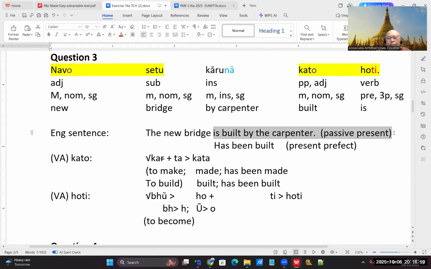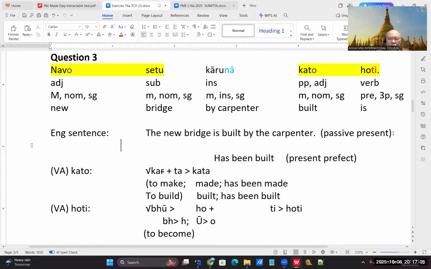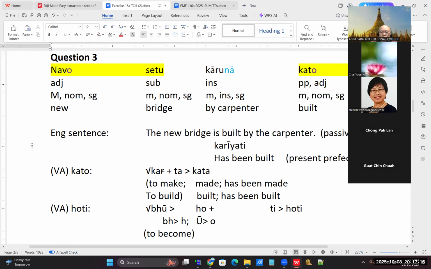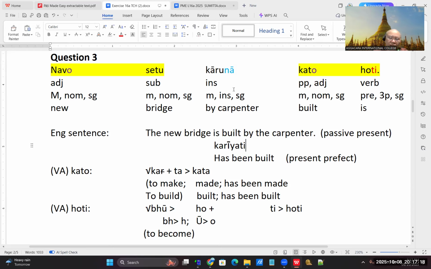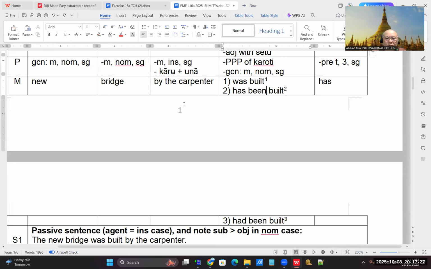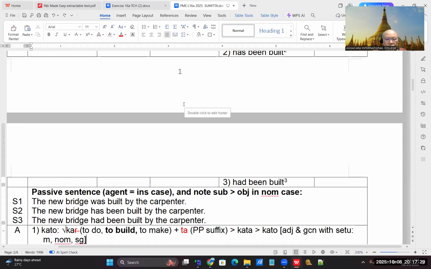When you say "it's built", then you have to use the word kariyati. That is the passive. Passive body. Kariyati. Iya is a passive one. Okay. So the sentence becomes how?